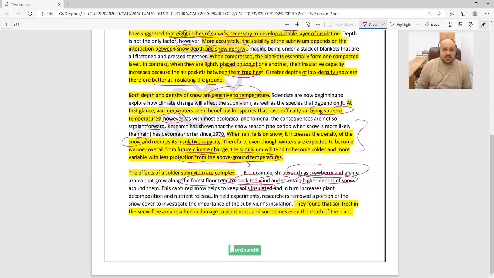In field experiments, researchers removed a portion of the snow cover to investigate the importance of the subnivium's insulation. They found that soil frost in the snow-free area resulted in damage to plant roots and sometimes even the death of the plant. So if you are going to remove a portion of the snow cover, as the temperature changes take place, you have colder subniviums, the insulation is reduced, and you expose plants to colder temperatures. What happens? There is damage to plant roots, and even death of the plant. So there are definite negatives of a colder subnivium, right, which are being highlighted here.